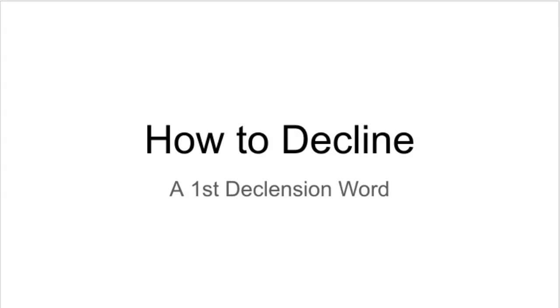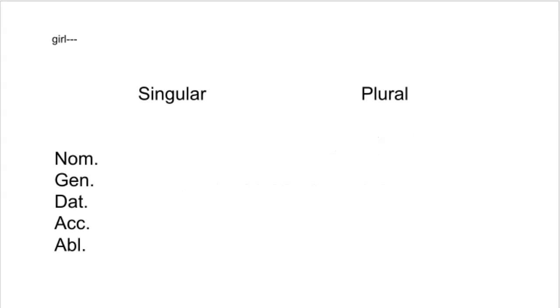In this video we're going to walk through how to decline a first declension word. We want to set up our chart with the 5 rows for the cases, the 2 columns for singular and plural, and in this example we are going to do our word for girl. What we want to first do is list out both forms of the word. And for girl, that is puella, puellae.